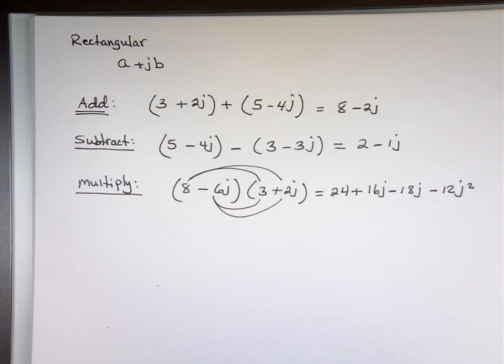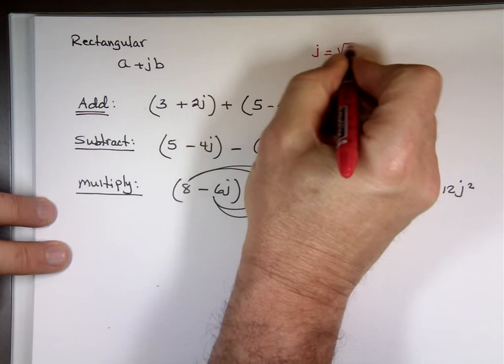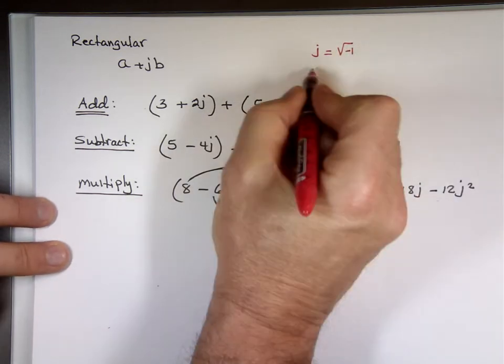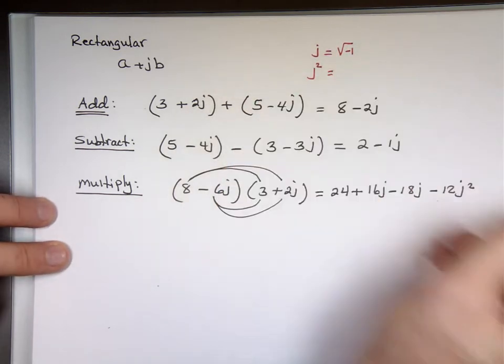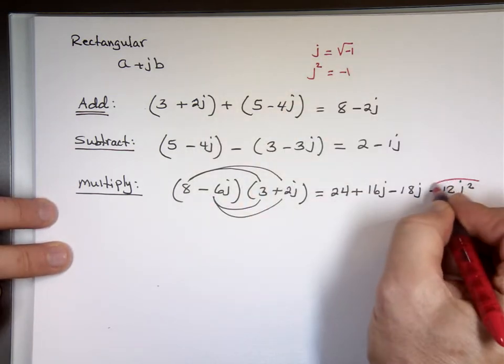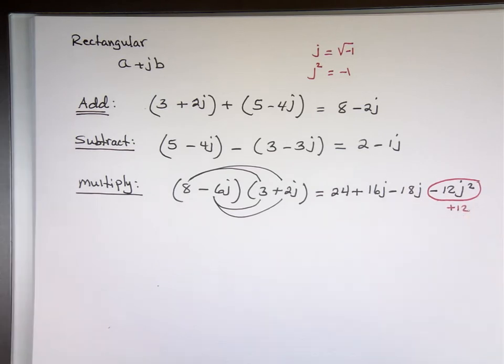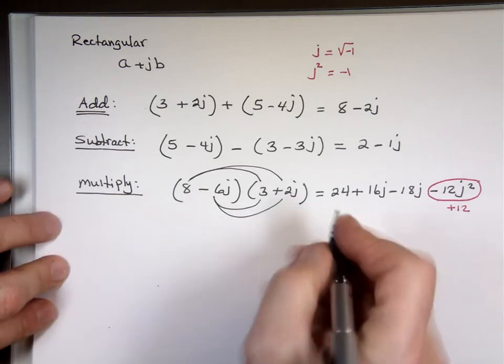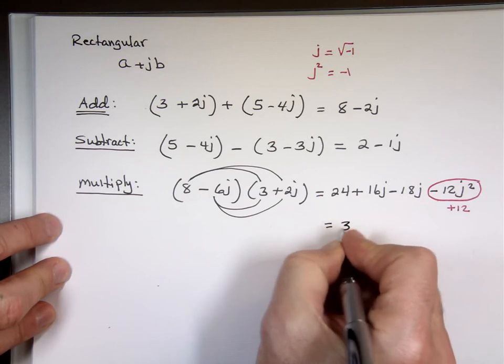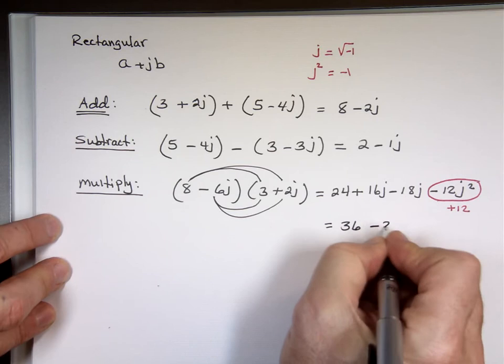Remember what j is. j is the square root of negative 1. So what do you think j squared is? Negative 1. So since j squared is negative 1, it's going to make this one what? That's actually plus 12. So if we combine like terms, 24 plus 12, which is what? 36. 16 minus 18, negative 2j.